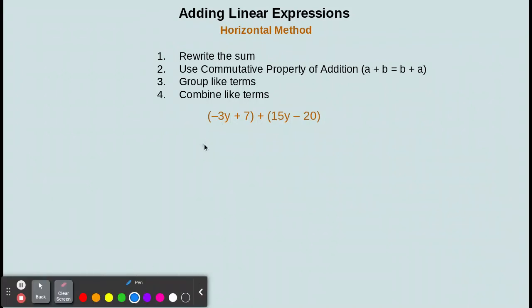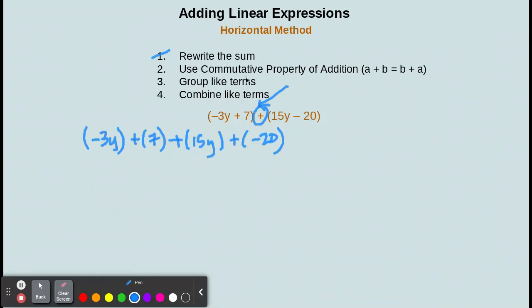Okay, so with the horizontal method, the first thing we want to do is rewrite the expressions, taking away the parentheses and keeping that addition sign between the two. So we can write this as negative 3y plus 7 plus 15y plus negative 20. And I am separating the terms with parentheses just so it's easier at this point in time to see them individually. Okay, so we did that.